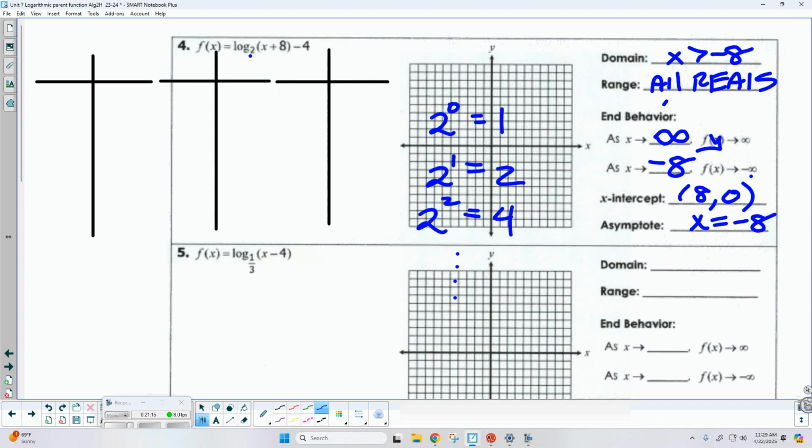So we would have to evaluate the log itself before we subtracted the 4. So we're not really worried about that vertical shift. So let's think about it. I want to make sure that this argument equals 1. So what plus 8 would give me a 1?